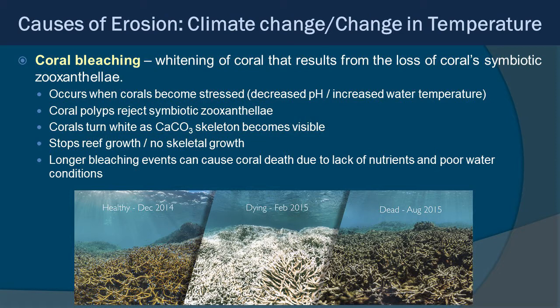And here on the bottom, you can see this transition in a coral bleaching event. This happened to a healthy coral in December 2014. By February of 2015, it was bleached. And by August of 2015, the color that you see is not the coral. It's not alive. It's algae and other growth on top of the coral skeletons that are left behind after the coral dies.